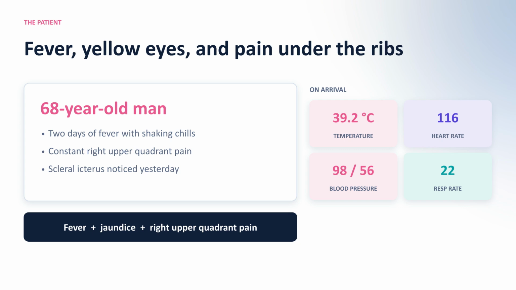Look at that combination: fever, jaundice, and right upper quadrant pain. You already have a name forming in your head. Hold on to it, but do not stop there, because the vital signs are already telling you this is more than a painful gallbladder. Let us take the history properly.